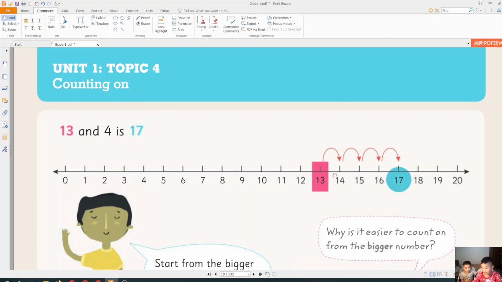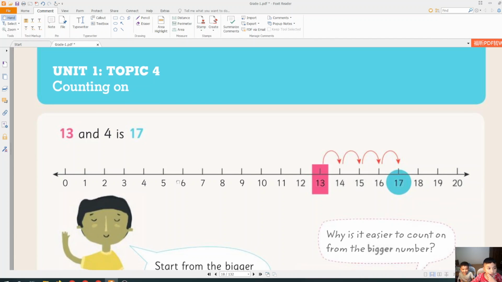Let's do topic 4. Topic 5. Let's learn first. Let's count to start from 13 to 17. Let's do. 13, 14, 15, 16, 17. And you can see 13 plus 4 equals 17 here.